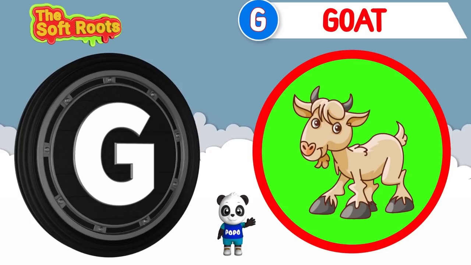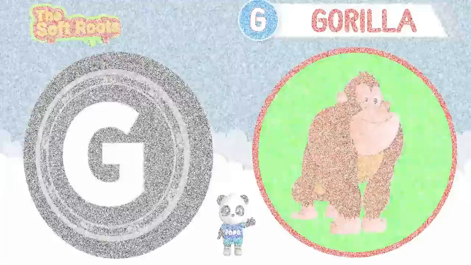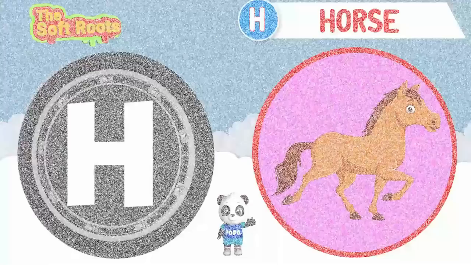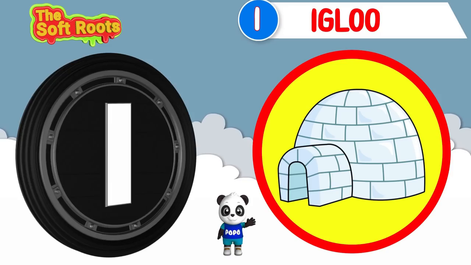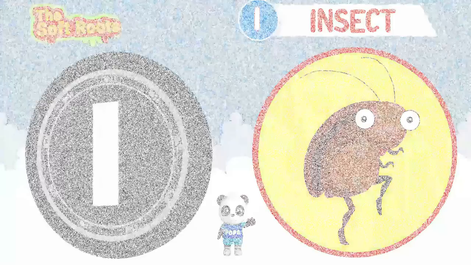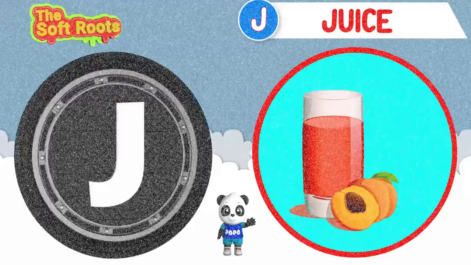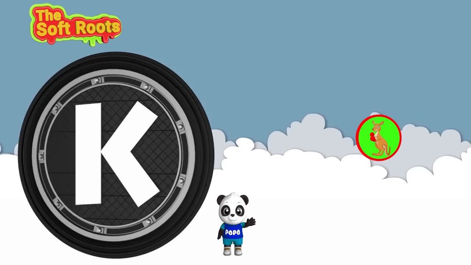G for goat. G for gorilla. H for hat. H for horse. I for igloo. I for insect. J for jeep. J for juice. K for kangaroo. K for kite.